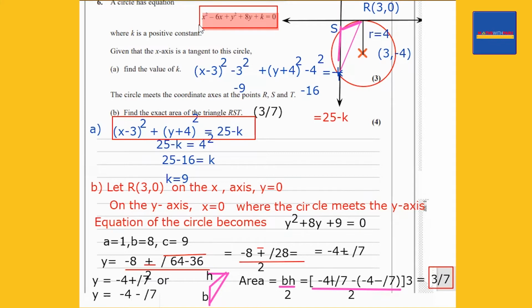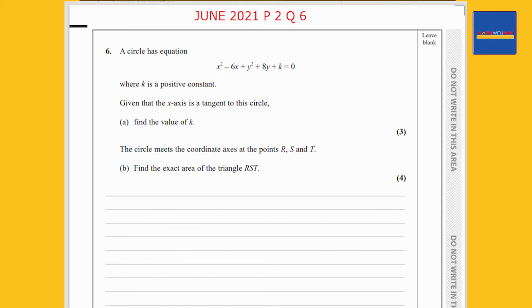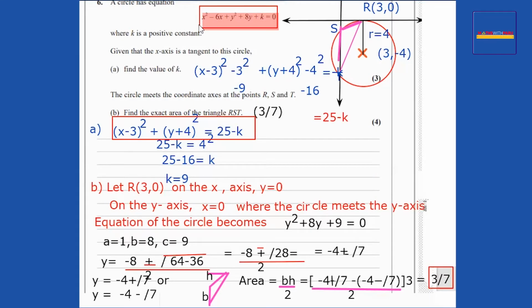Now let's look at part B. They say the circle meets the coordinate axis at R, S, and T. So once I find k equals 9, the circle meets the coordinate axis at R, S, and T. Now let's look at R. R is where it cuts the x-axis. We can see clearly that R has to have the same x coordinate as the center of the circle. So R can be written as 3, 0, because on the x-axis, y is 0.